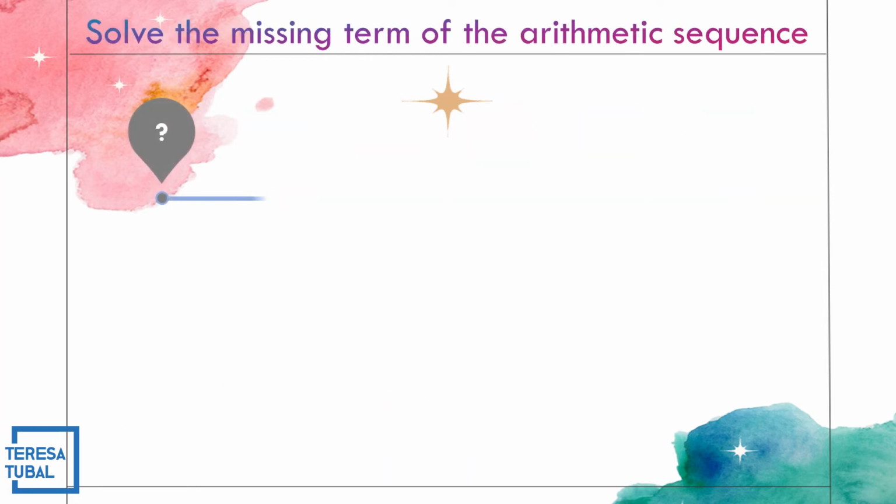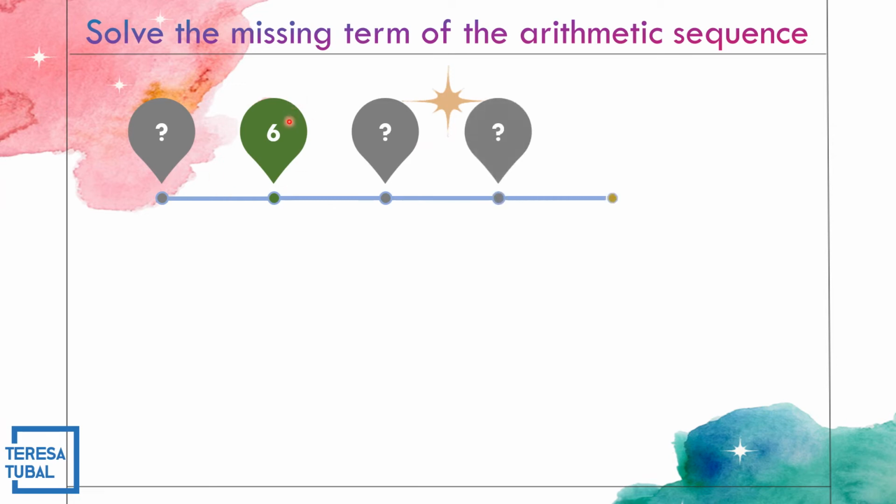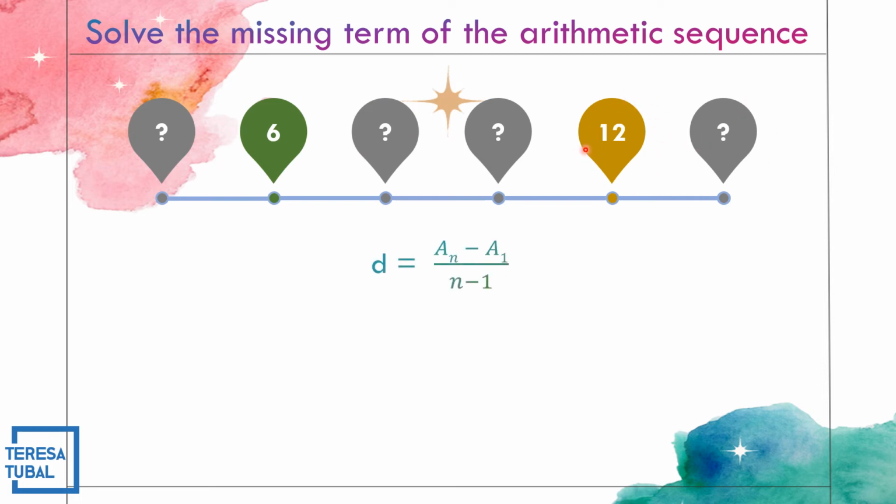Third example, our second term is 6. Missing are the first, third, fourth, and sixth terms. And our fifth term is 12. The formula, a sub n minus a sub 1 all over n minus 1. The last term is 12, the first term is 6. So 12 minus 6 over, 1, 2, 3, 4, so 4 minus 1. 12 minus 6 is 6 divided by 3. If we divide, 6 divided by 3 is equal to 2.